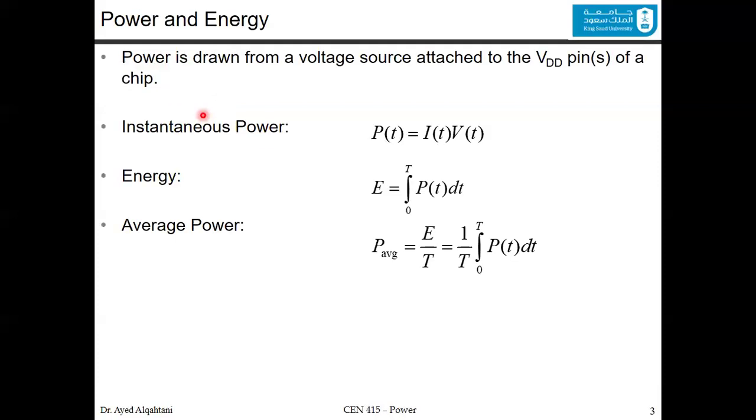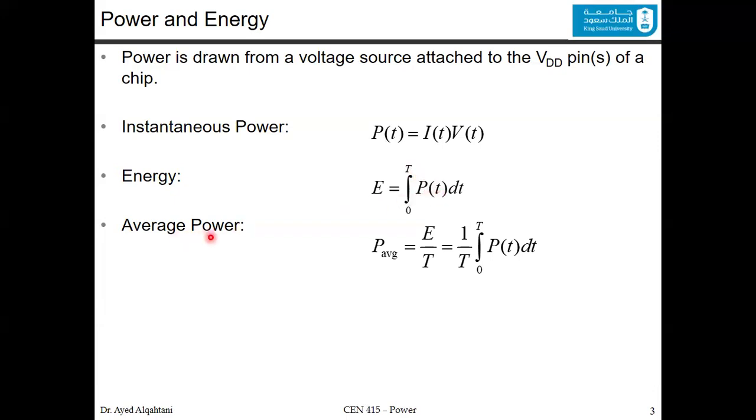Starting with the relation between power and energy, power is drawn from a voltage source attached to the VDD pins of a certain chip. The instantaneous power, as a function of time, will equal the current and the voltage, both as functions of time. The energy will be the integration, for a certain period of time from 0 to t, of the power.